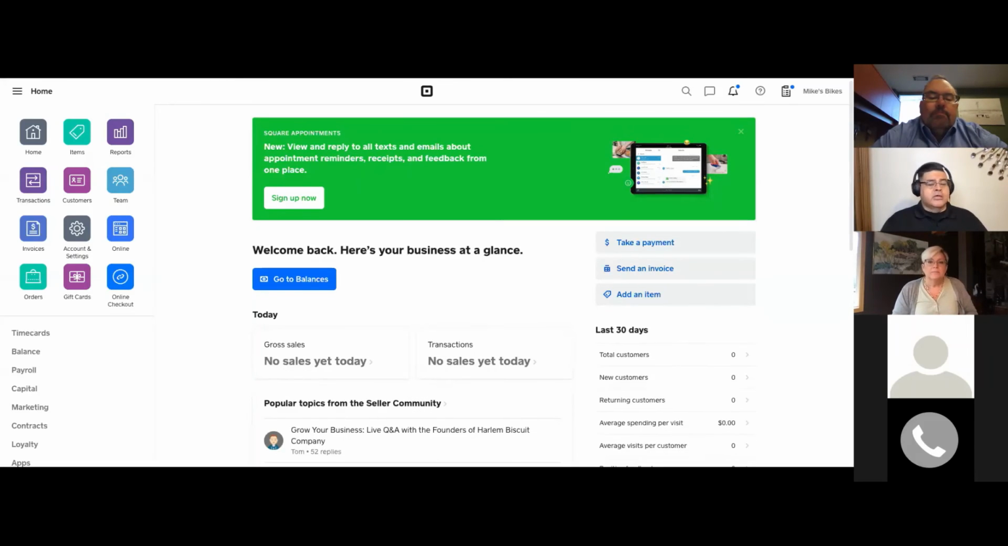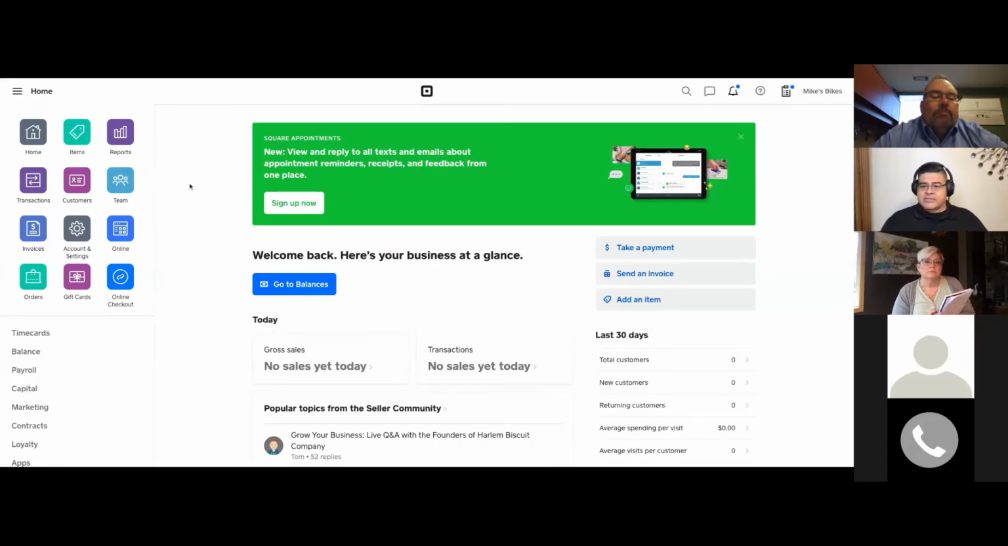So this is Square. I just logged into my Square account here. Your account will look the same, right? Everyone will have the same options here. What you're looking for is this blue Online button, and that's going to take you right into the Square Builder. You're not going to Weebly. Weebly's the company that Square bought, but it's the Square Online store. So it's all in there.